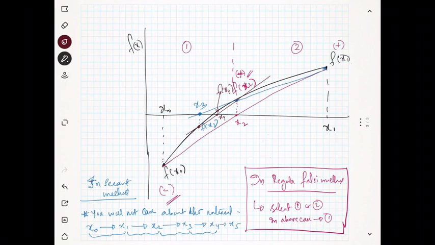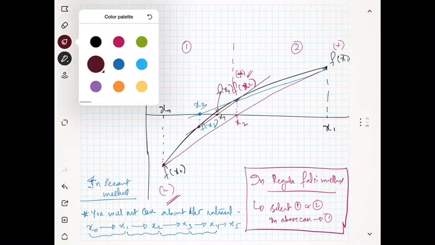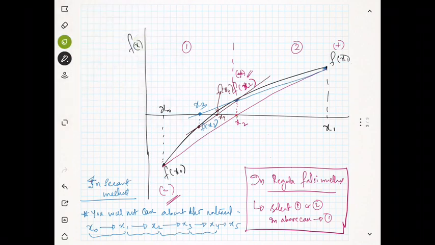You can see that the initial solution was somewhere at x2 and it moves to x3. After that it moves from x3 to x4. Now you can see that it will be closely approaching the solution and finally you will get the solution. So this method is known as the secant method.